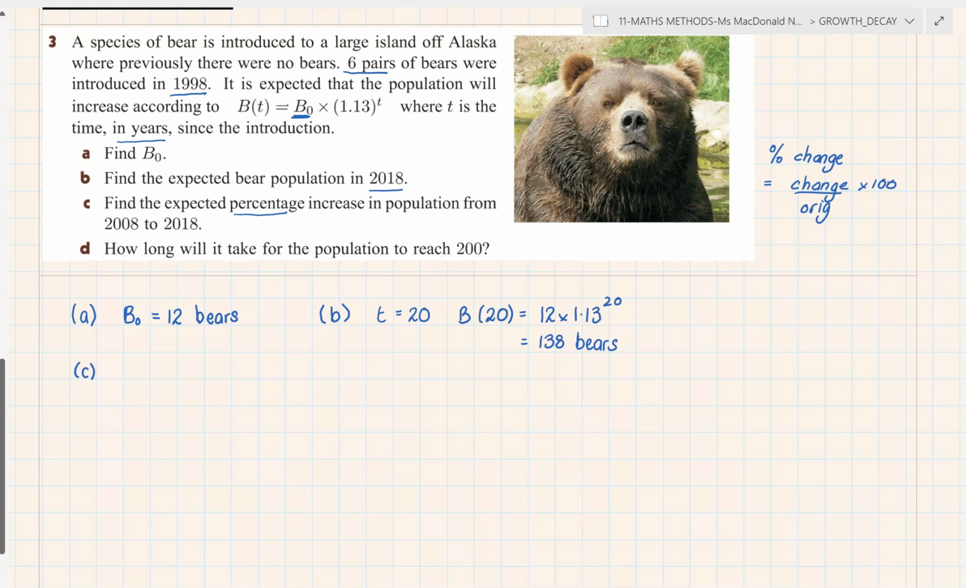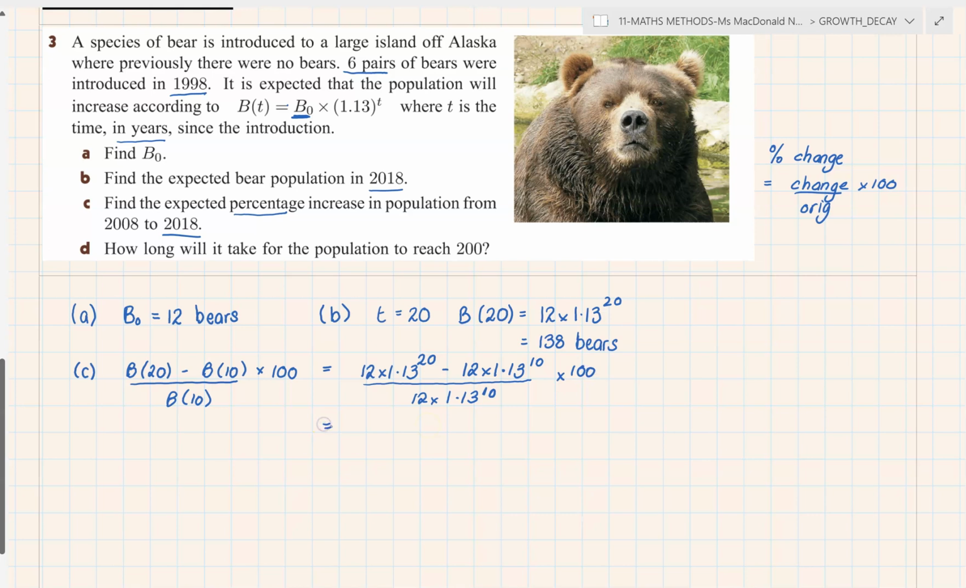Okay, so let's have a look. I guess we could do it individually. I'm just going to do it all in one hit, so I use my calculator once. So that would mean I'm going to look at B20, when T is 20, because that's your 2018, minus B10 all over B10, and I'll times that by 100 to get my percentage. Okay, so B10 will be 12 times 1.13, and I'll just fill this out. That's to the 20 minus 12 times 1.13 to the 10. You just don't have to watch me write it. Divide by the original, which we said, B of 10, which is 12 times 1.13 to the 10, times 100.